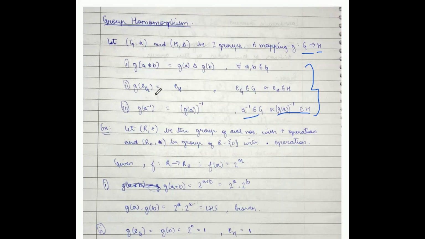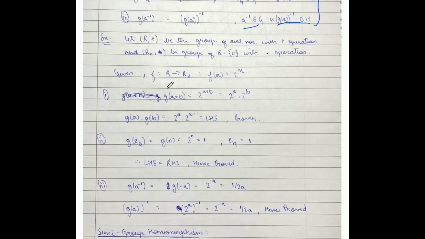So this might not make a lot of sense, but if you look at this example, it might become clearer. So we have a group (R, plus). So R is the group of real numbers with plus operation, and R naught is the group of real numbers without the number 0 with the multiplication operation. So we've been given a function f from R to R naught such that f of x is equal to 2 raised to the power x.